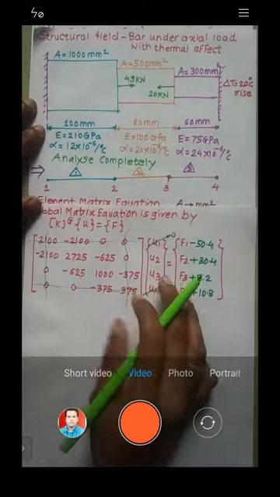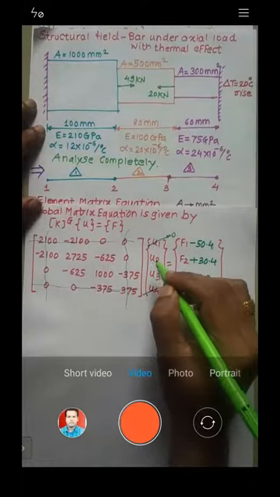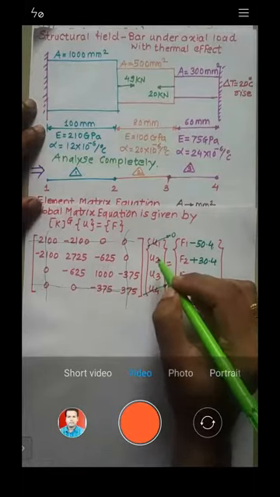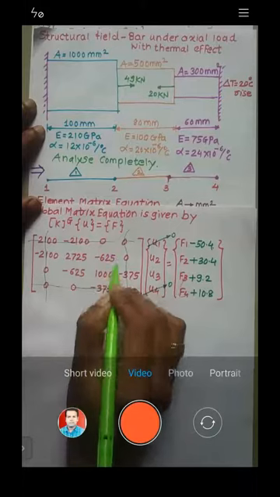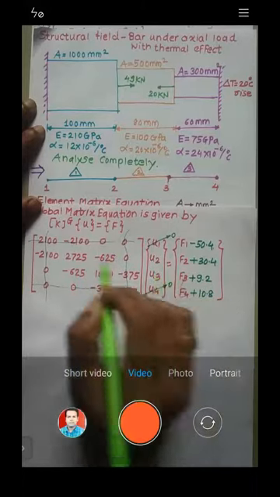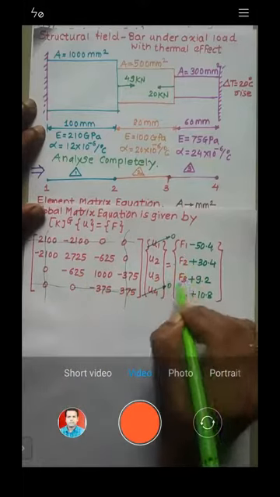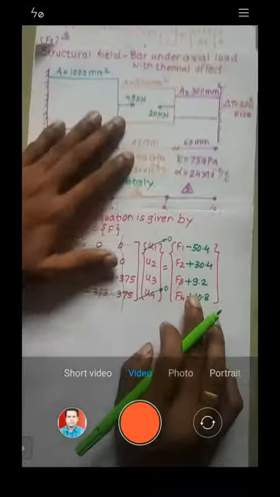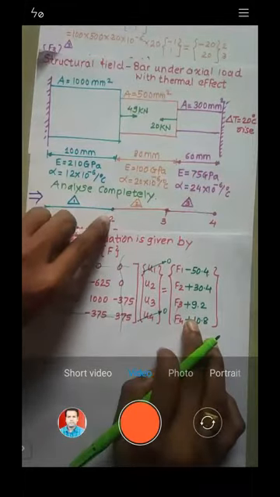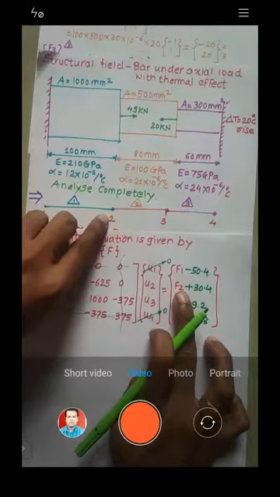Now we are interested to calculate the value of U2 and U3. For calculating U2 and U3, we have these two simultaneous equations, provided we enter the value of F2 and F3. If you go to the diagram, what is the force applied at node 2? That is nothing but F2.